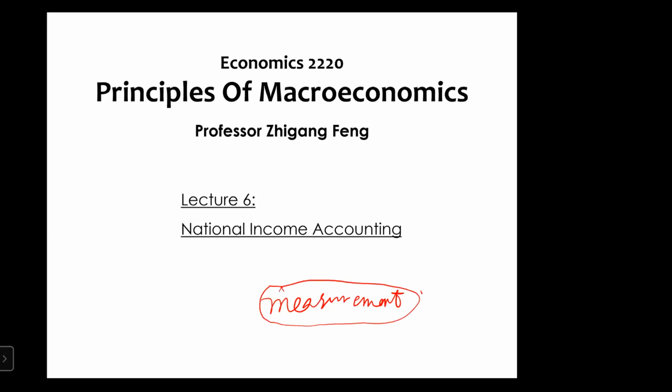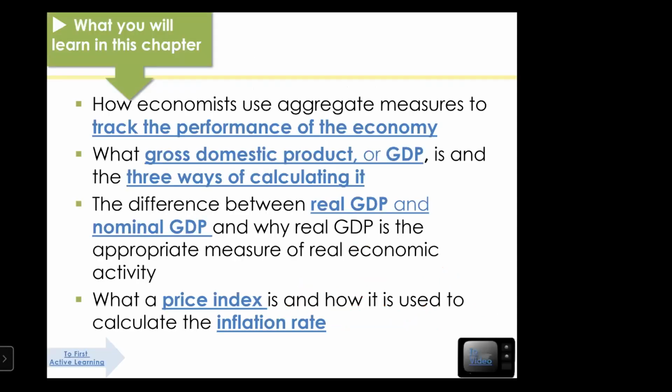Okay? This is going to include GDP, price, and the labor market. In this chapter, we will focus on GDP. Here is a roadmap of this chapter. We are going to focus on understanding how we measure GDP. This GDP is used to track the performance of the economy, and also to compare one economy versus another. After that, we will look at the difference between real GDP and nominal GDP, and look at price index and inflation.